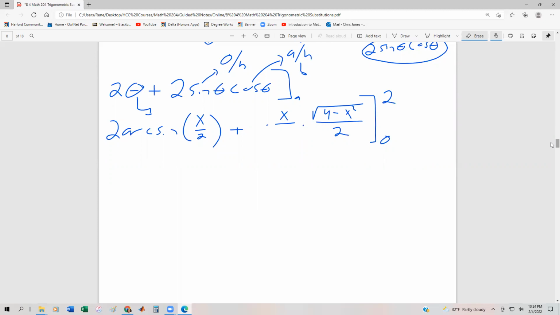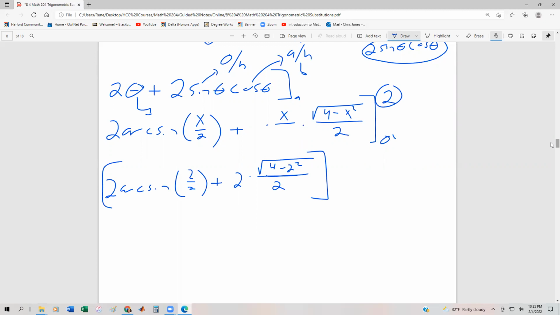All right, so we're going to have 2 arc sine of 2 over 2 plus 2 times the square root of 4 minus 2 squared, divided by 2. Right? So that's when we substituted 2 back in, and now we're going to substitute 0 back in. So minus the quantity of 2 arc sine of 0 over 2, and then plus 0 times the square root of 4 minus 0 squared, divided by 2.